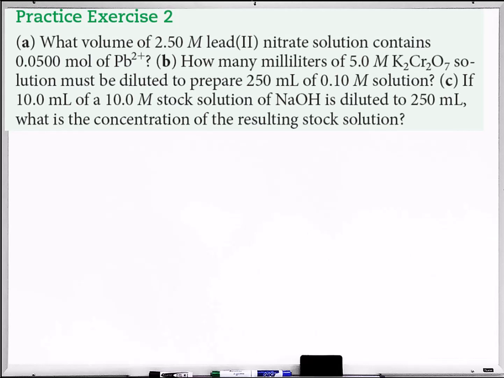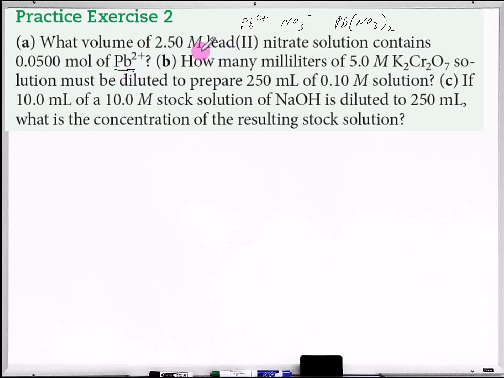Okay, a little homework help. Let's see. What volume of 2.5 molar lead nitrate solution? So lead nitrate. It's always good to write out the compound. So it's Pb(NO3)2. Contains 0.050 moles of lead ions.